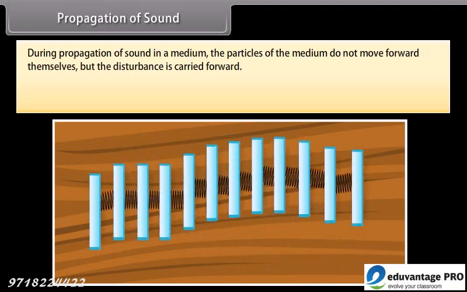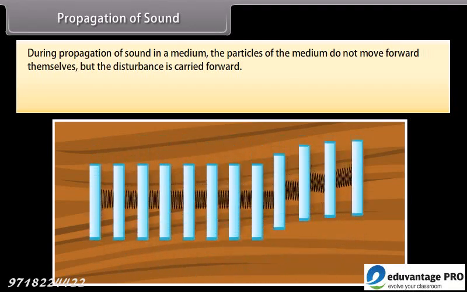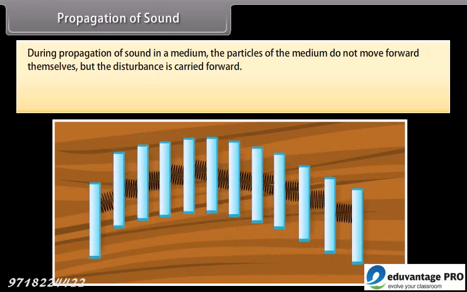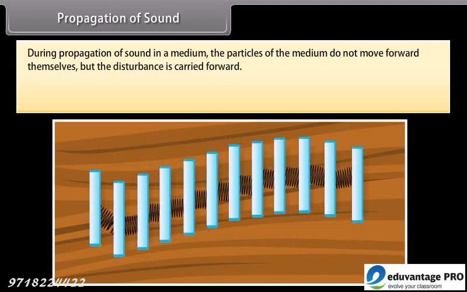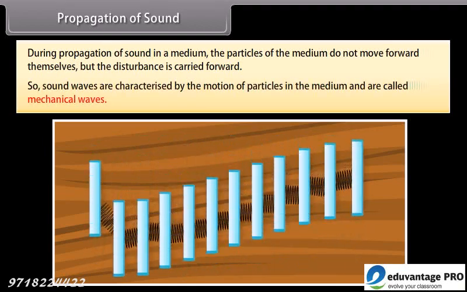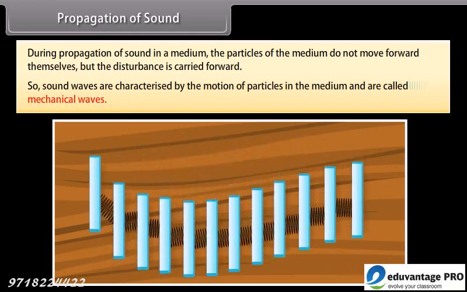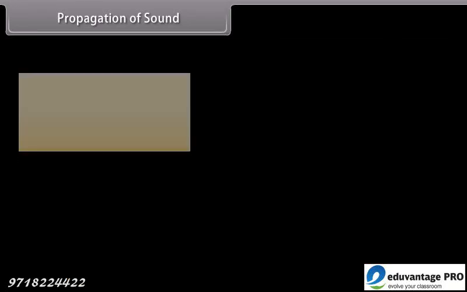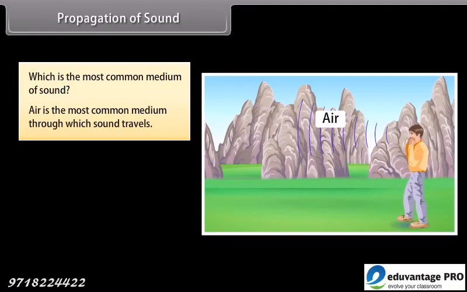During propagation of sound in a medium, the particles of the medium do not move forward themselves, but the disturbance is carried forward. So, sound waves are characterized by the motion of particles in the medium and are called mechanical waves. Can you tell the most common medium of sound? Air is the most common medium through which sound travels.